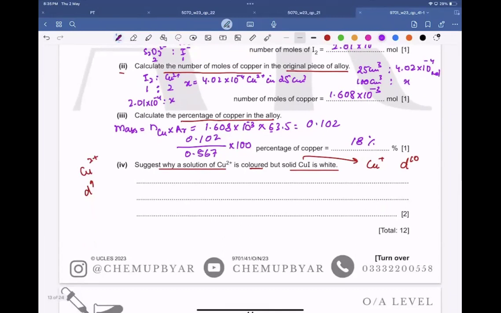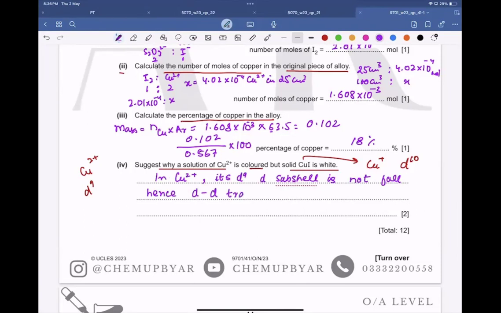So in Cu2 positive, it's d9, the d subshell is not full, hence d-d transition, meaning the transition of an electron from lower energy to higher energy, is possible.